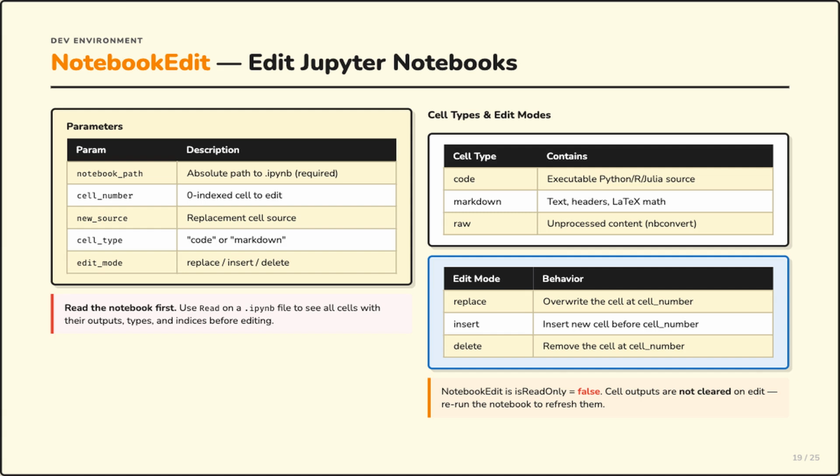Always read the notebook first using the read tool on the .ipynb file. It returns all cells with their outputs, types, and 0-indexed positions, so you know exactly what you're working with. One important behavior: Notebook Edit does not clear cell outputs when you modify source. If you want fresh outputs, you need to rerun the notebook after editing. Notebook Edit is not read-only.